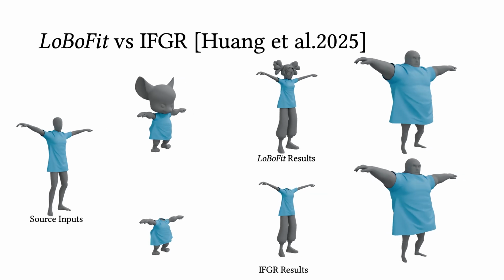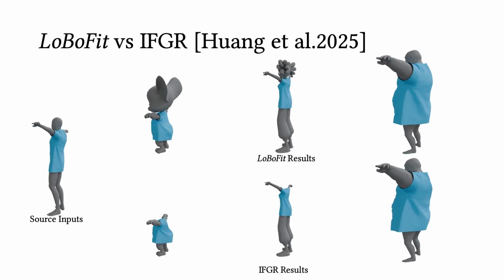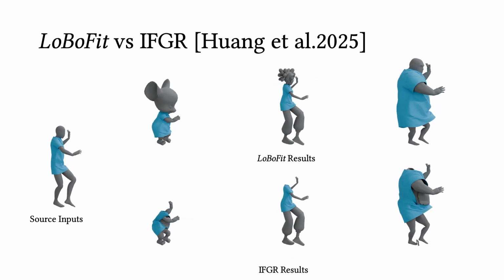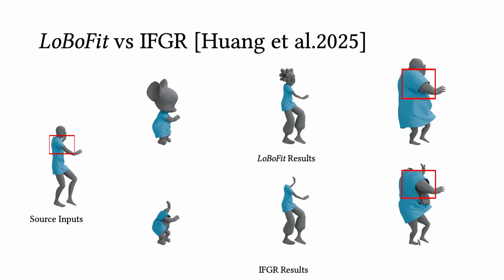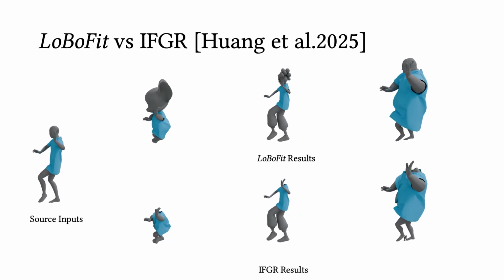To rule out head-related misalignment, we also run IFGR on the torso only. Even then, similar failures still occur. For instance, when the arm bone becomes closer to the abdomen than the spine. In contrast, LoBoFit maintains pose-consistent bone attachments, yielding stable initialization and efficient optimization.